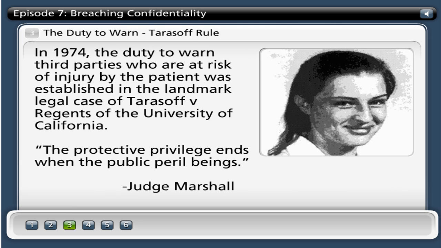The duty to warn. Tarasoff rule. There is a fundamental ethical and legal duty for clinicians to initiate what is called a Tarasoff warning. This duty comes from a 1974 legal case in which the duty to warn third parties who are at risk of injury by a patient was established in the case of Tarasoff versus Regents of the University of California. Judge Marshall wrote a very interesting quote to denote when the differences between the negative and positive rights to privacy and confidentiality exist. Marshall said, quote, "The protective privilege ends when the public peril begins."